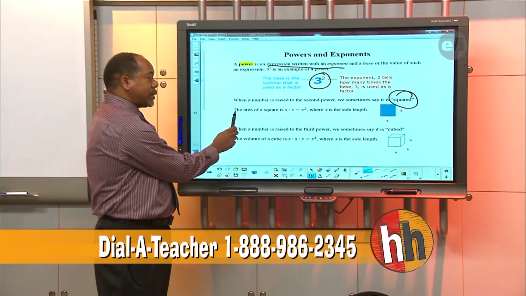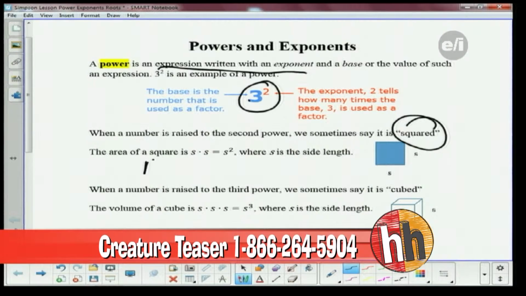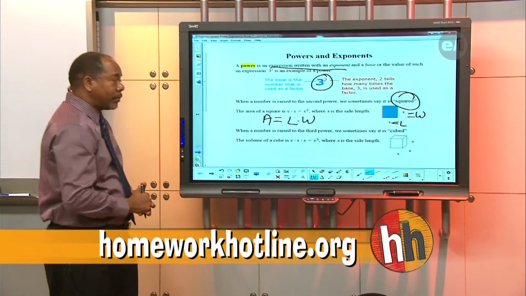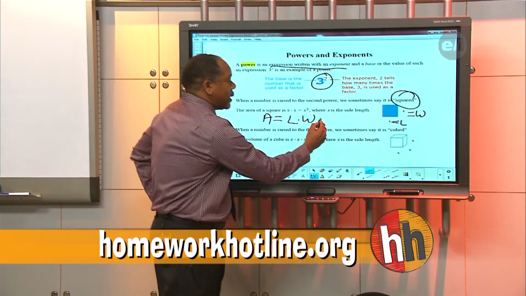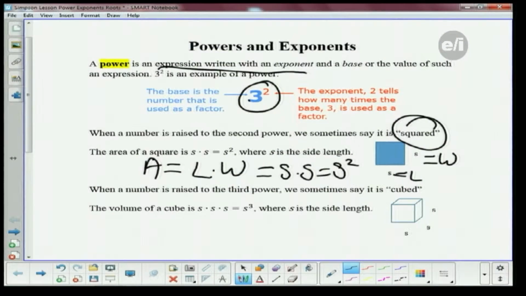Well, one of the reasons is the area of a square is length times width. If we say the length is equal to S and the width is equal to S, it's a square. The length and the width are the same. The length times the width is going to be S times S, or S squared. Therefore, sometimes when you see something to the second power, we say that it's squared.